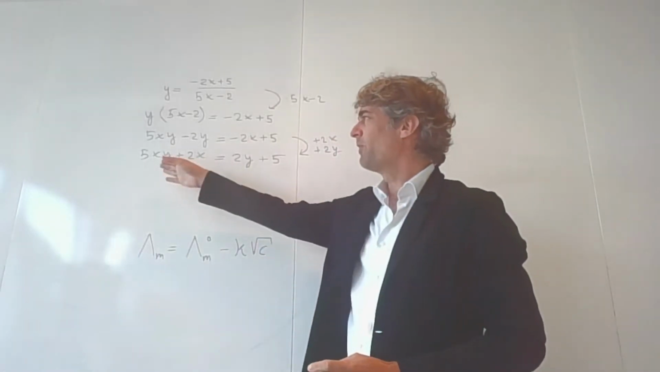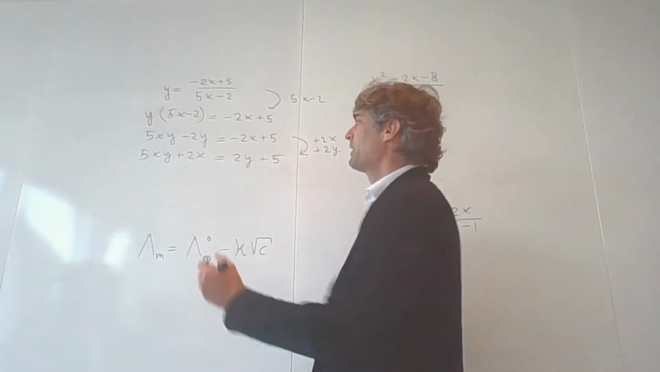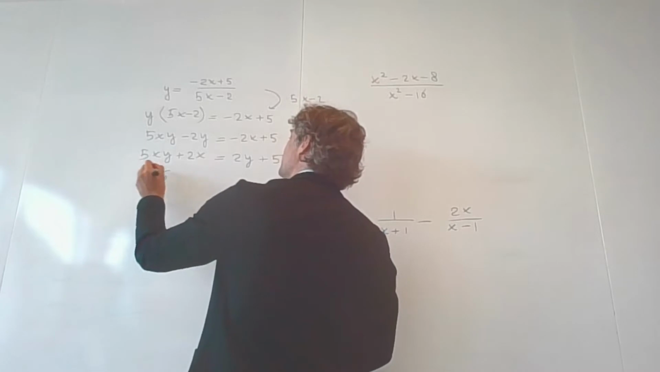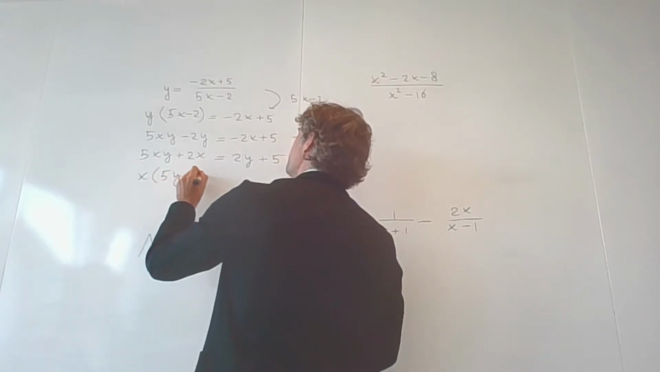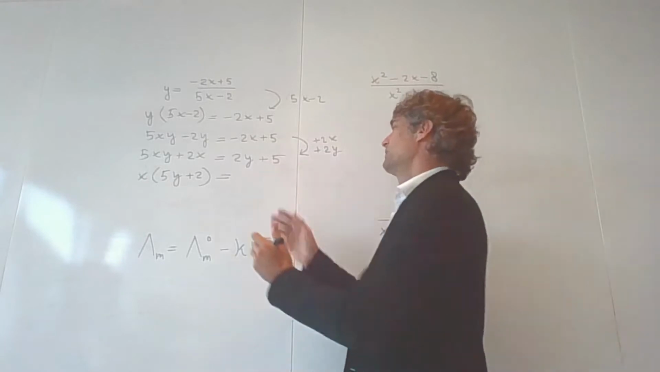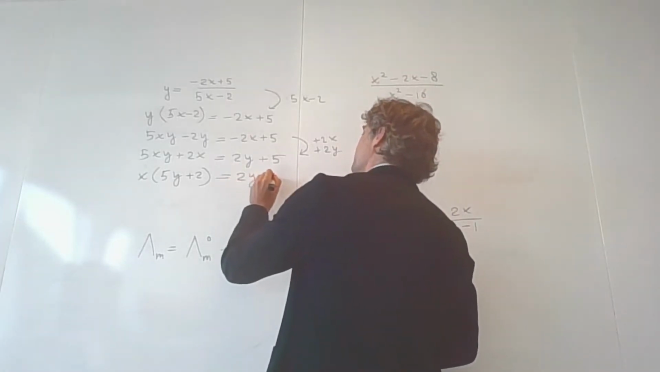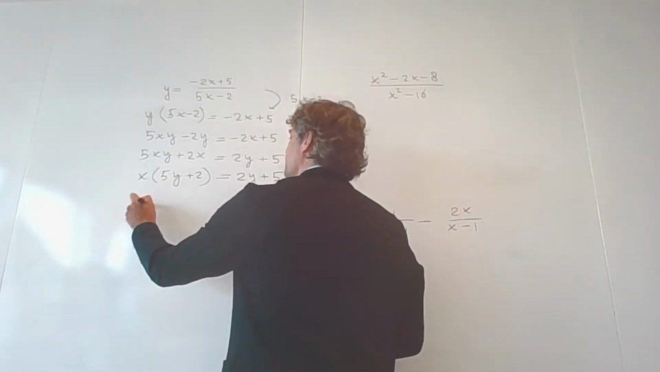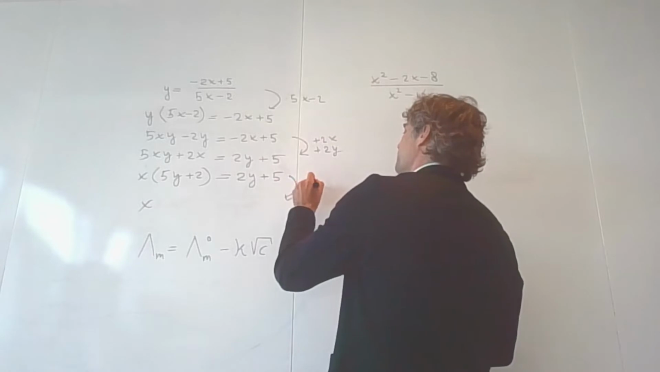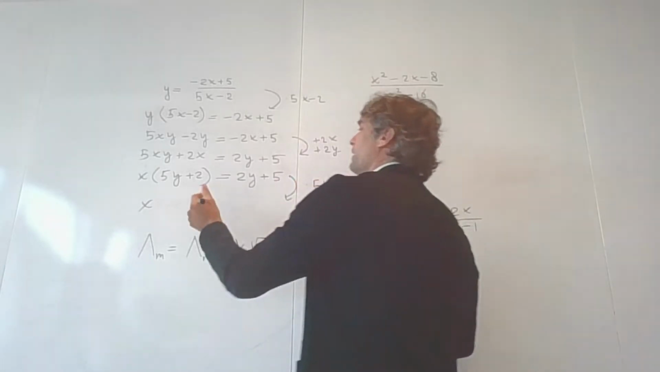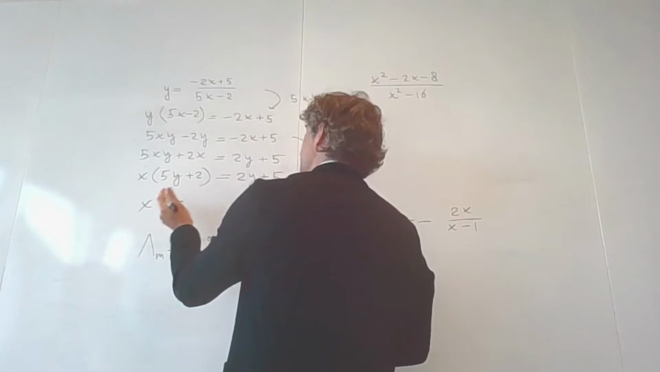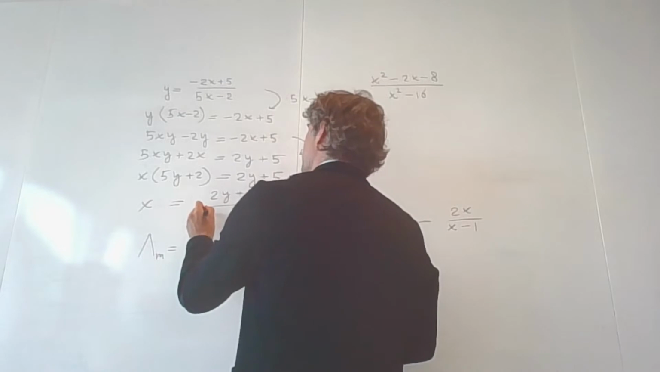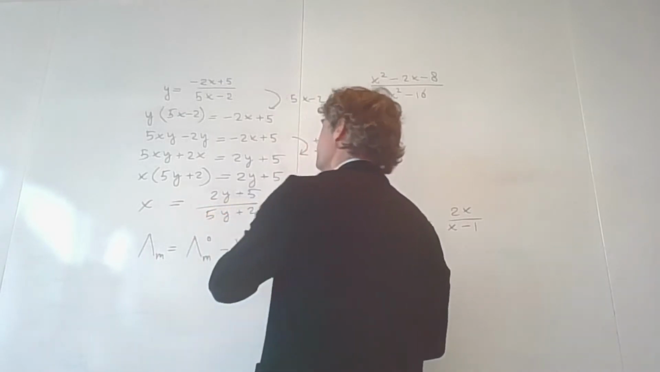Okay, now I've got all terms with an x here on the left. I can put the x outside the brackets. I get x times 5y plus 2. And here it's still the same, 2y plus 5. And now to free up the x, I divide by this term. So this division by 5y plus 2 gives me x equals 2y plus 5 divided by 5y plus 2.